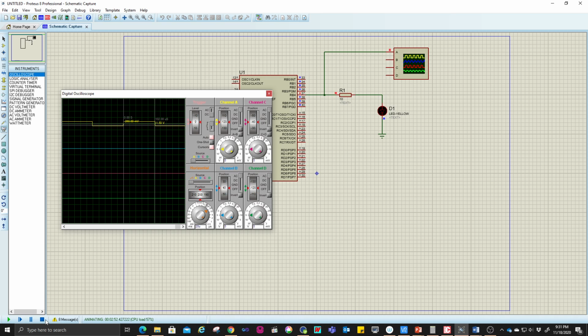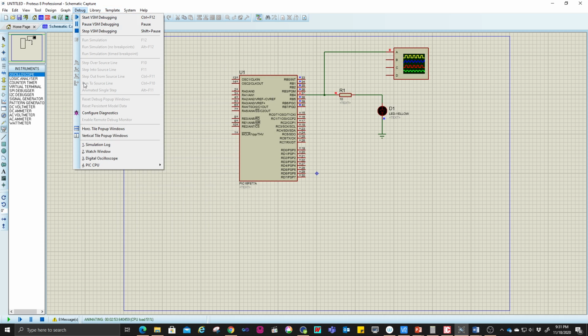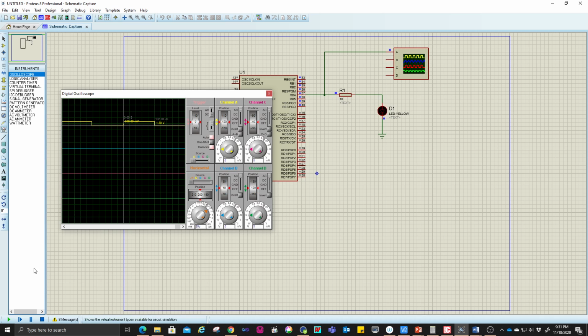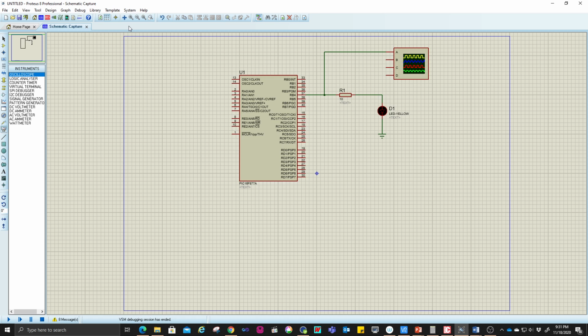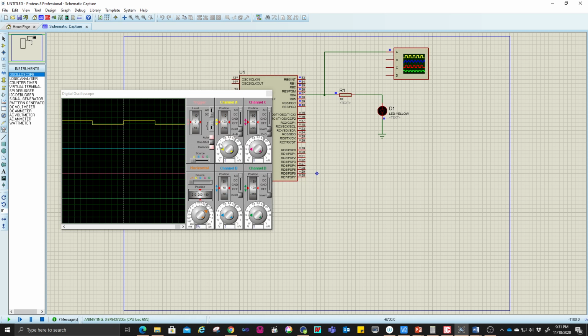Close this one. If you accidentally close this one, don't forget, you can go back to debug and then look at the digital oscilloscope. So you just need to stop at this button and then run again. So now the value is what? Let's try to have a look.